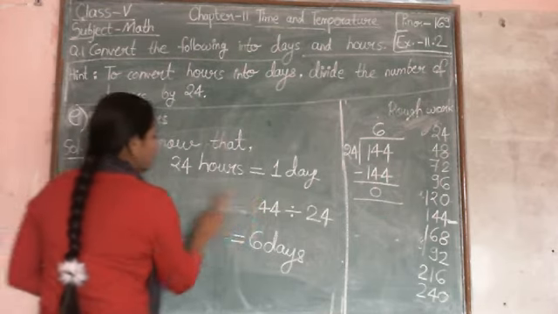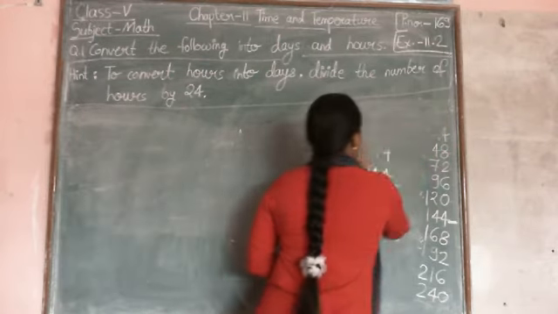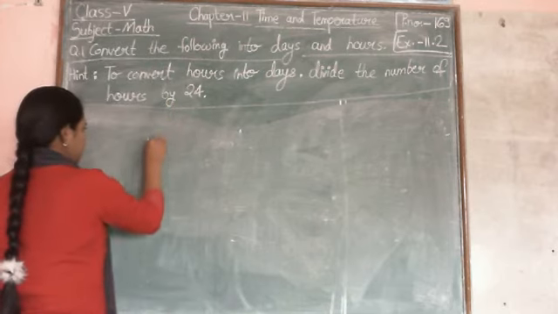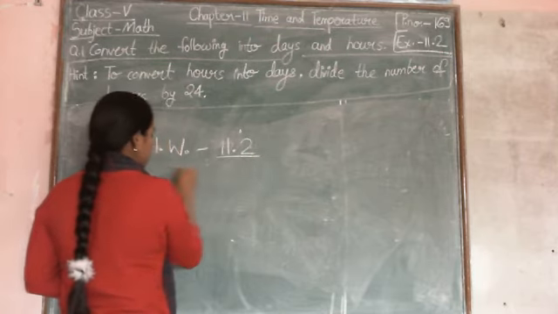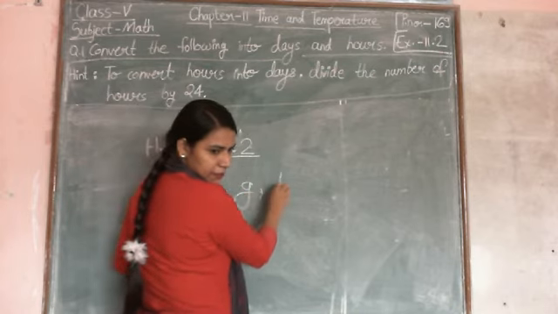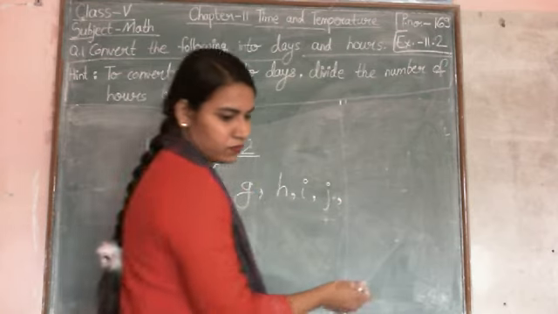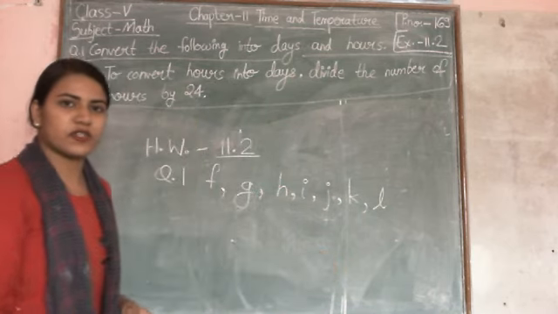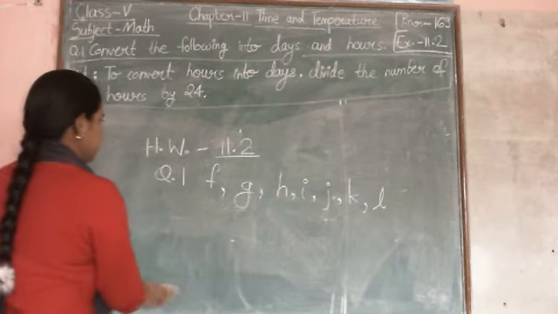So I am writing homework for you. Exercise 11.2. Question number 1. F, G, H, I, J, K and L. All these you will solve by yourself and will check your answers from the back of the book.